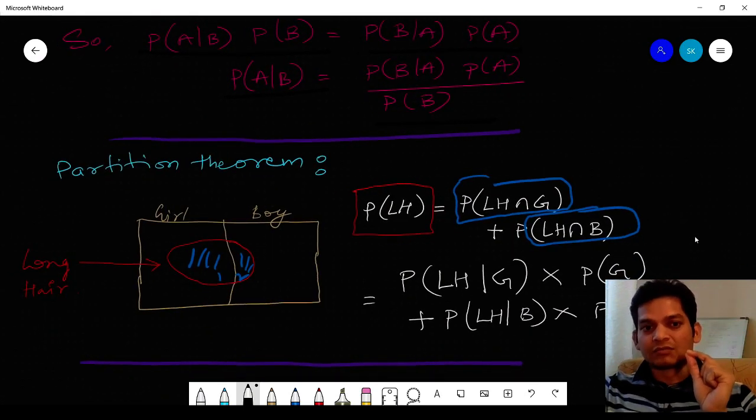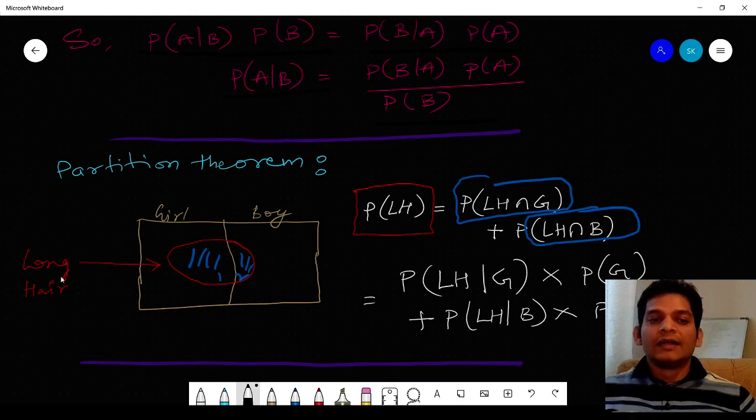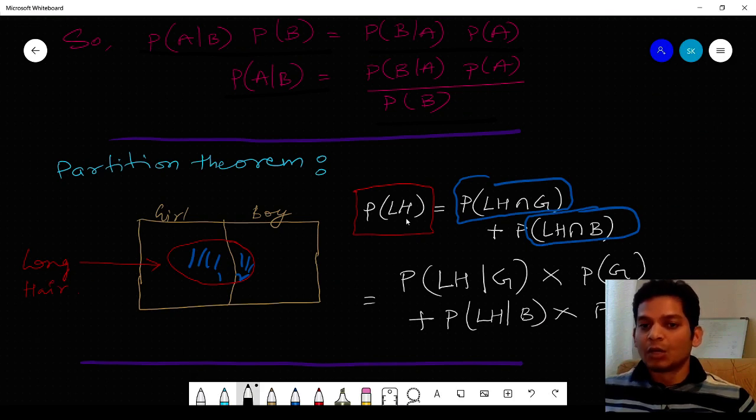This is the partition theorem. Let's take the example of girl and boy again, and we have a long hair subset inside. Now we want to calculate the probability of having long hair. This can be done with a simple Venn diagram equation: the probability of long hair intersection G plus the probability of long hair intersection B, correct? This is the first area, this is the second area. We can add both, right? And the total would be the probability of long hair.